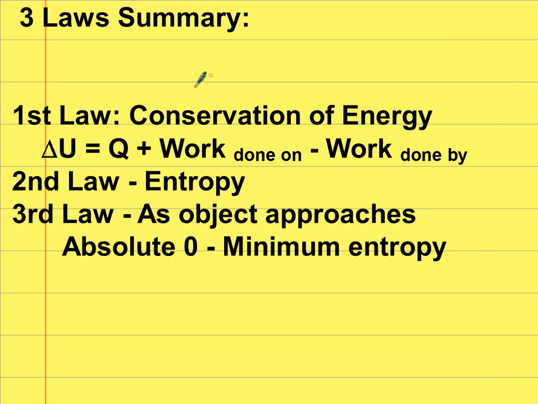So we're going to review the three laws. The first law is conservation of energy, and that is the change in internal energy is heat added plus work done on minus work done by. The second law is the entropy law, where all things go to disorder. And the third law is as objects approach absolute zero, they hit minimum entropy. This is also where we get our efficiencies.